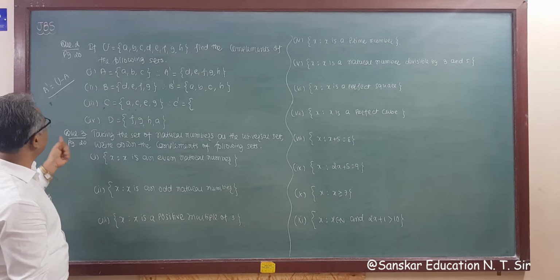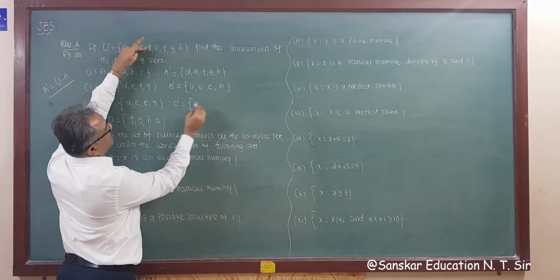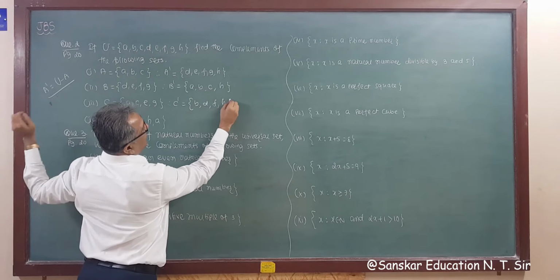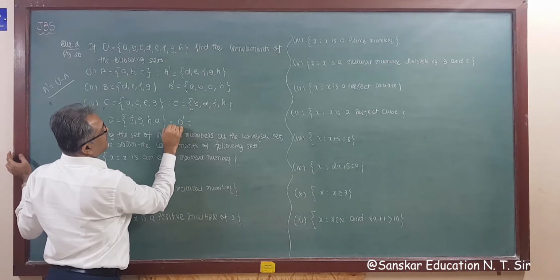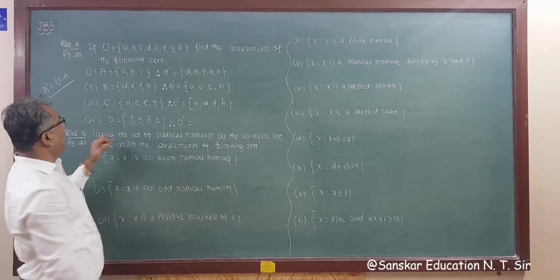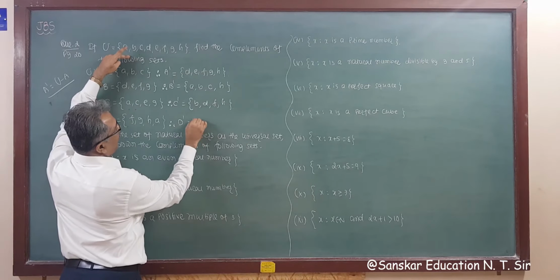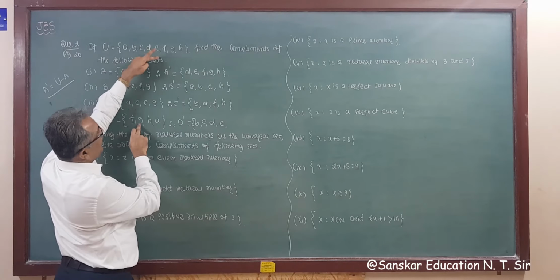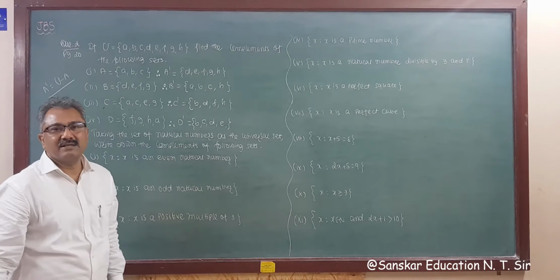So complement of C means A is here, not B, so B. C is here, not D, so D. E is here, not F, so F, G and H. And similarly D dash will be, A is here, B is not here, then C, D, E, F, G, H. So these are the complement of set D. This is set D dash.